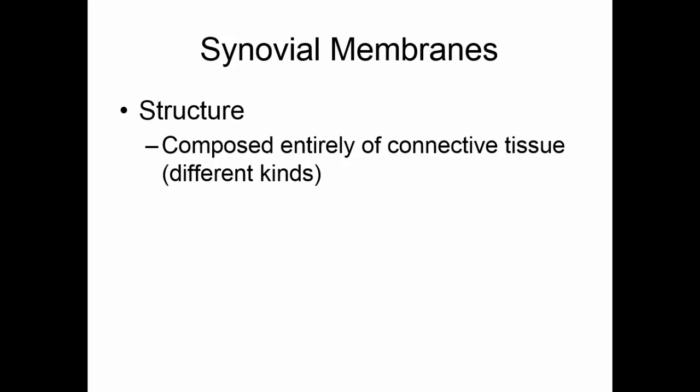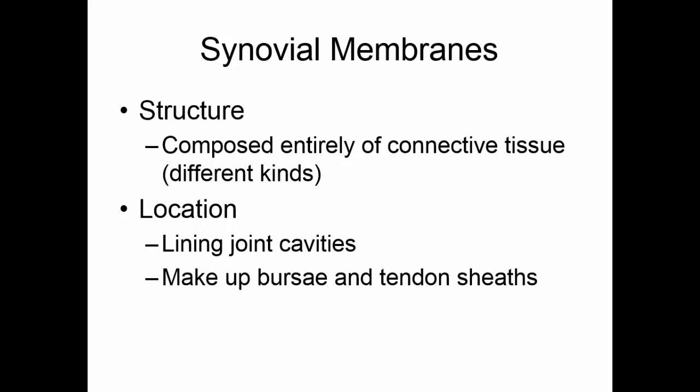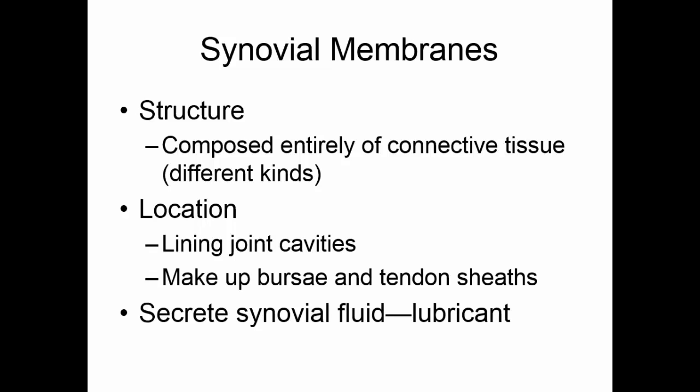There is another kind of membrane called the synovial membrane. Now the synovial membrane is not a true organ because it's composed entirely of connective tissue, but there are several different kinds of connective tissue, and more than one kind of connective tissue makes up a synovial membrane. We find the synovial membranes lining joint cavities, and they also make up bursa and tendon sheaths, which help lubricate around the joints. The synovial membranes secrete synovial fluid, again, a fluid that acts as a lubricant.